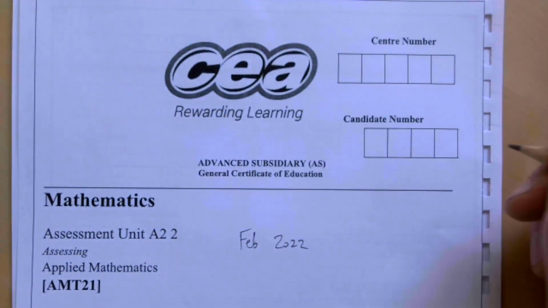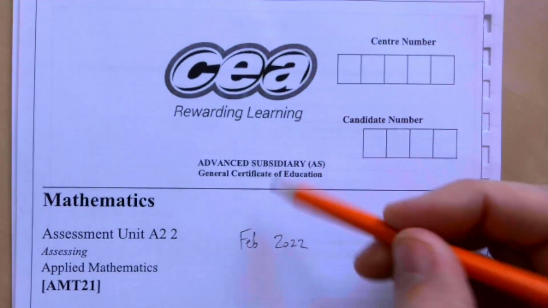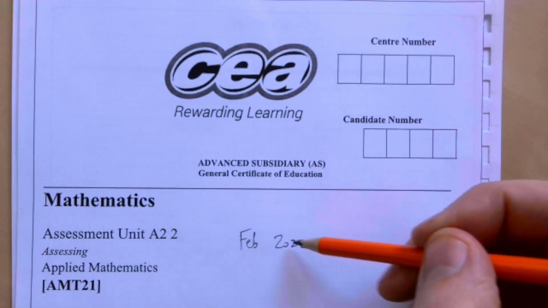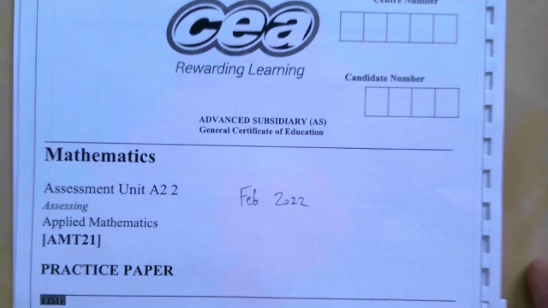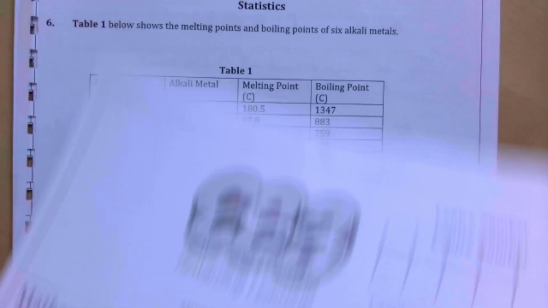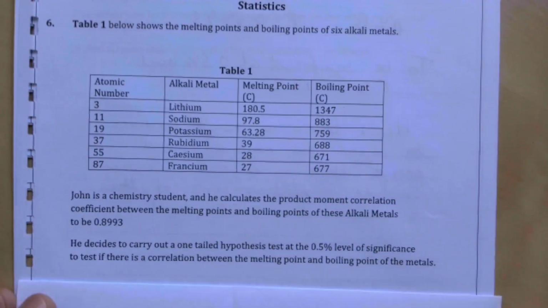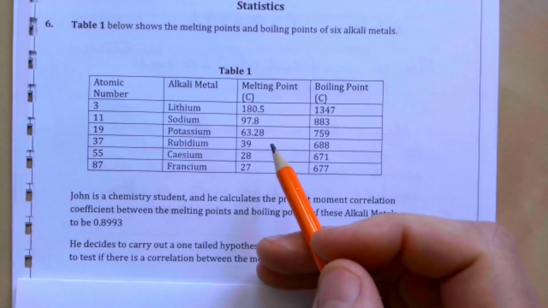This is one of the past paper questions from the CCEA past paper from February 2022, I think it is. It's just one of the practice papers, and this one's on stats, and it's the correlation coefficient involving the hypothesis test. Let's take a wee look at what's being asked. I've already written out the answers to this, so we'll just be talking our way through it.